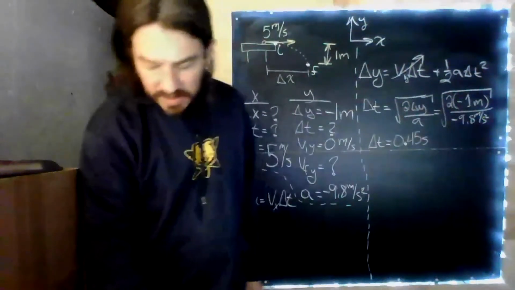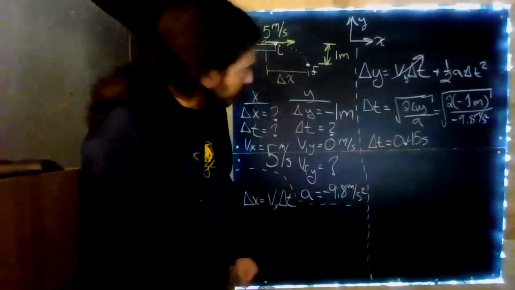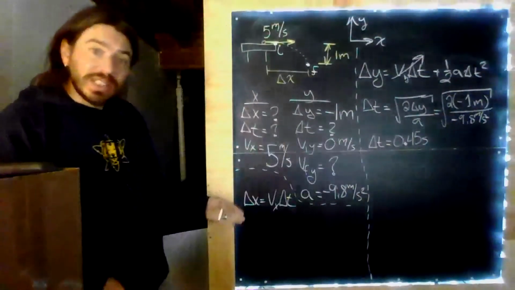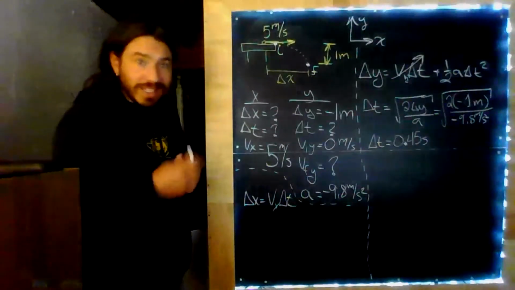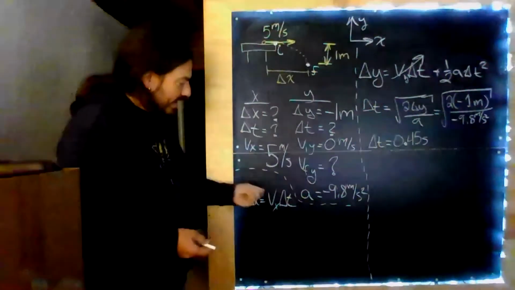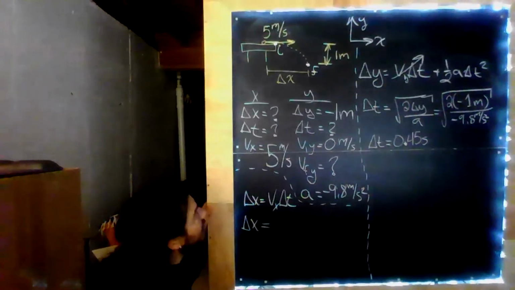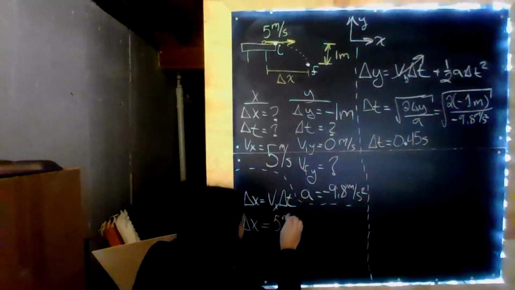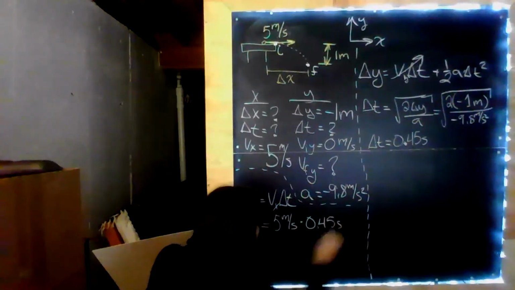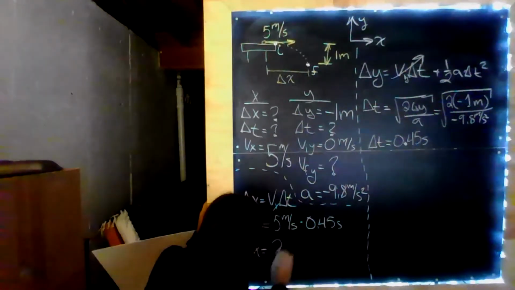Is that a reasonable answer? Let's see. Sure, seems reasonable. Okay, something less than a second. So now I've got my delta t. I can haul that back over to the x. There's only one coin, even though intellectually we're separating out the x and the y. There's only one coin, only one delta t. I take it over here and I say delta x equals my velocity in the x direction, 5 meters per second, times 0.45 seconds gives me a delta x of 2.25 meters.